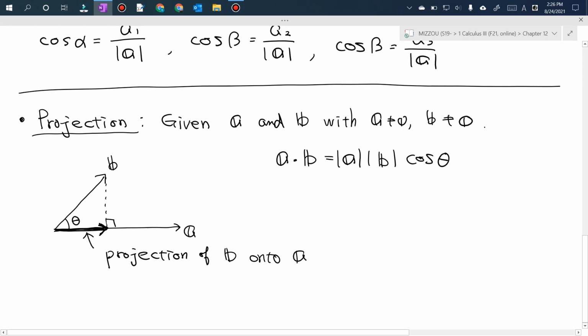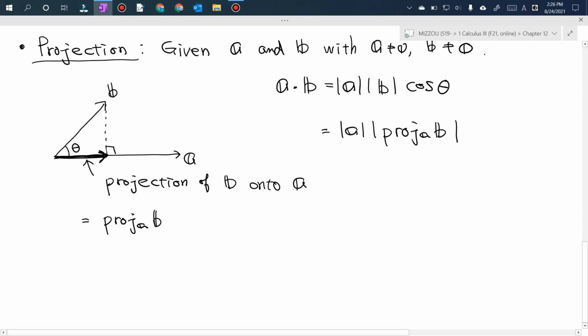This vector is often denoted by proj AB, the projection of B onto A. So therefore, A dot B is actually written as the magnitude of A times the magnitude of the projection of the vector B onto A. Now the question is, how do you compute proj AB?